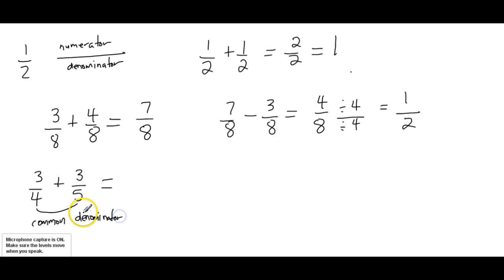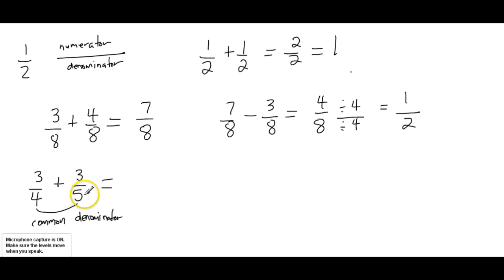In other words, what is the lowest number, the smallest number that 4 and 5 will go into equally? Okay, so we have to look at multiples of 4 and multiples of 5, and will a 4 and a 5 go into that number? So I'll start with a 4. Well, we know that if we just multiply the 2 numbers together, 4 times 5, that is going to be a common number. But is there one that's smaller?